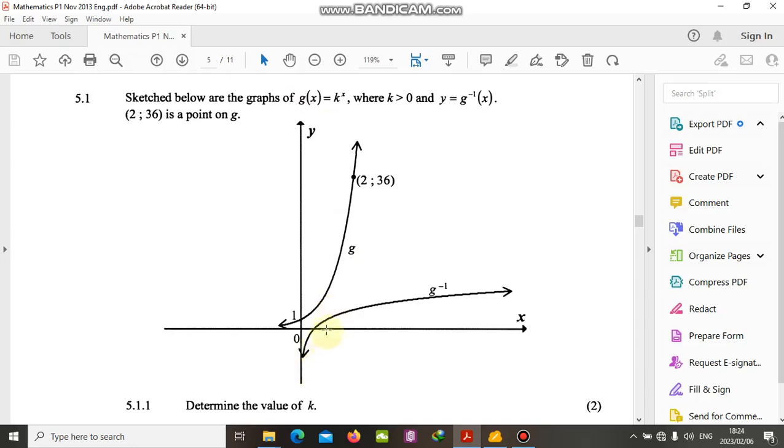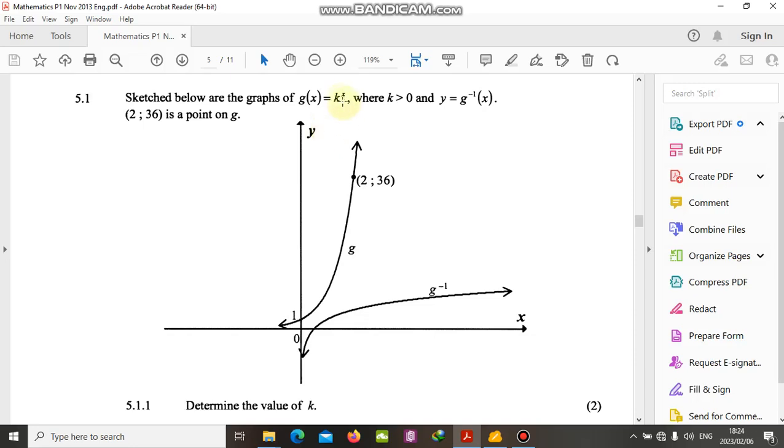So here we have the inverse. So this graph here is the inverse of g. This is g. This is the inverse of g. Okay. Now let's go back to the statement.